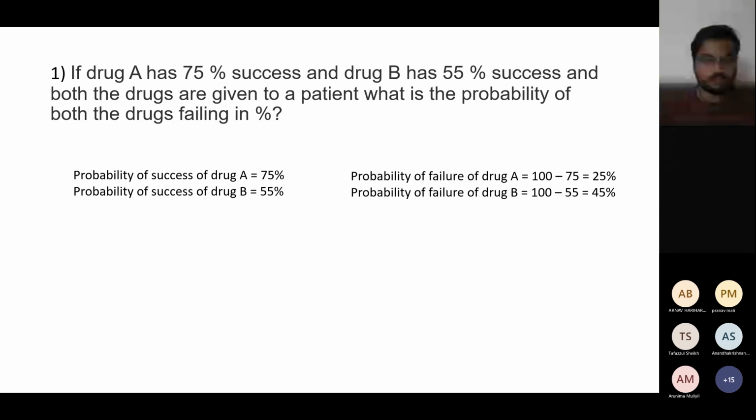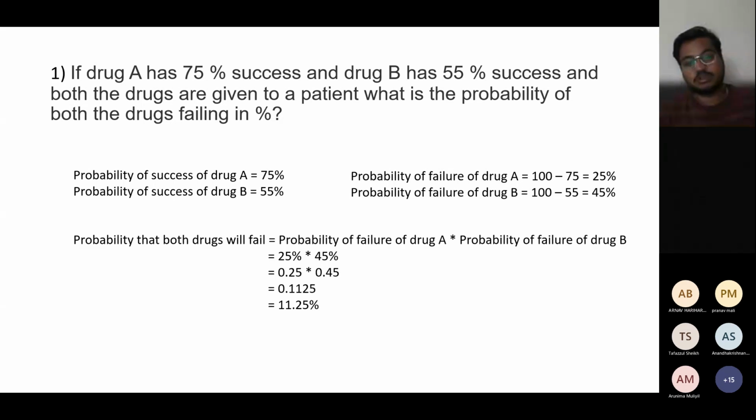To get the probability that the drugs are failing simultaneously, we need to multiply the probability of failure of both of the drugs. So the probability that both of the drugs will fail is equal to the probability of failure of drug A multiplied by the probability of failure of drug B. So we have 25% multiplied by 45%, which comes out to be 11.25%.